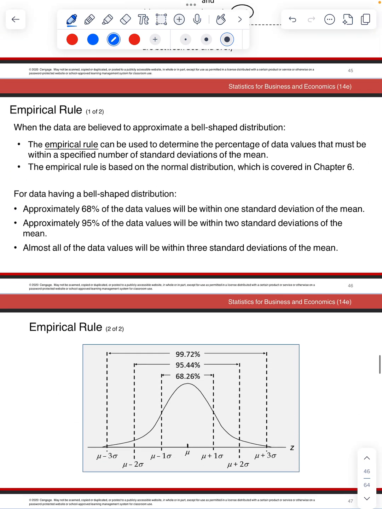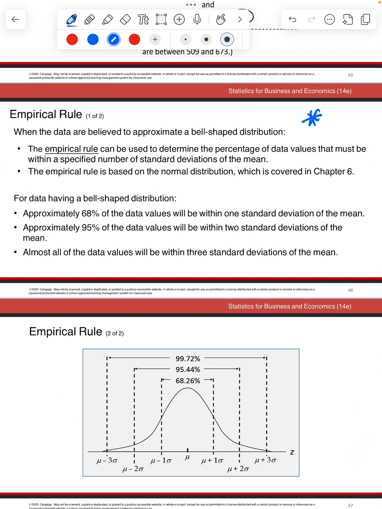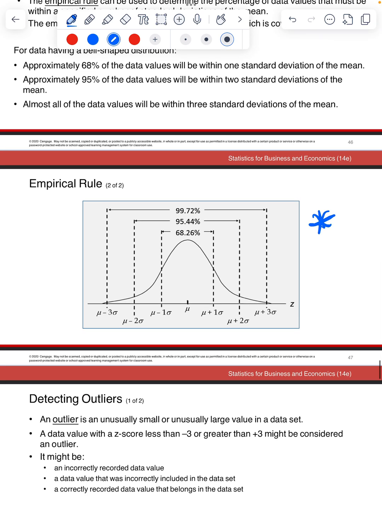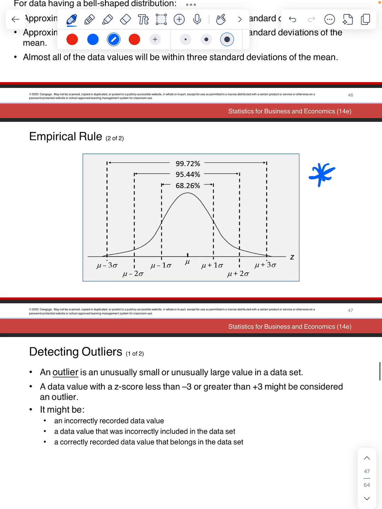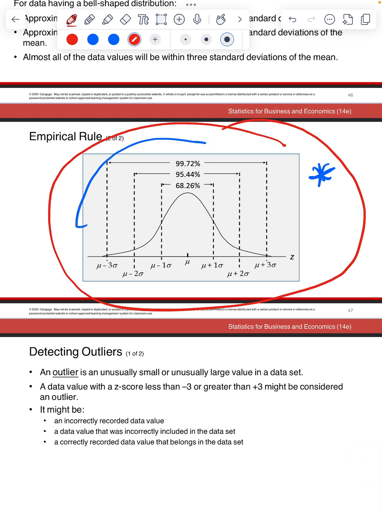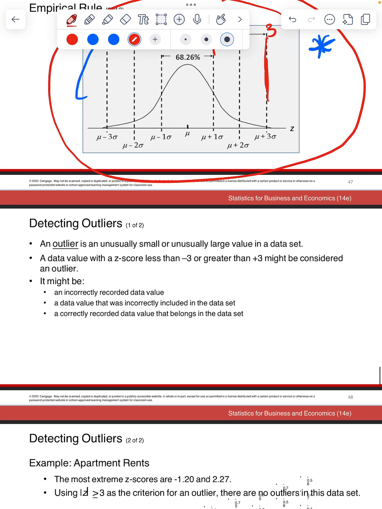Here you're looking at more explanation for the empirical rule. Do learn this, with the 3 standard deviations to 1 standard deviation. An outlier is anything positive or negative 3 standard deviations.